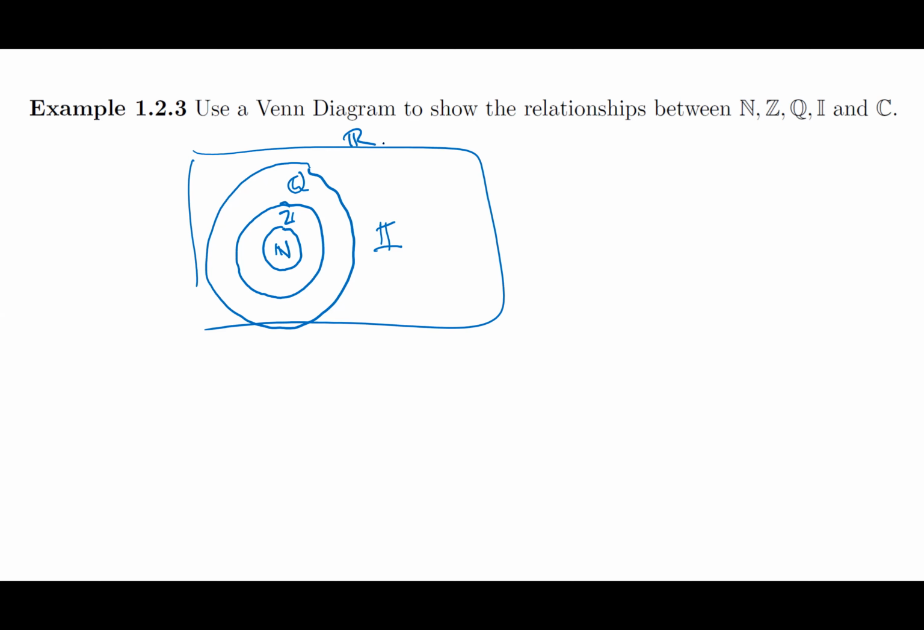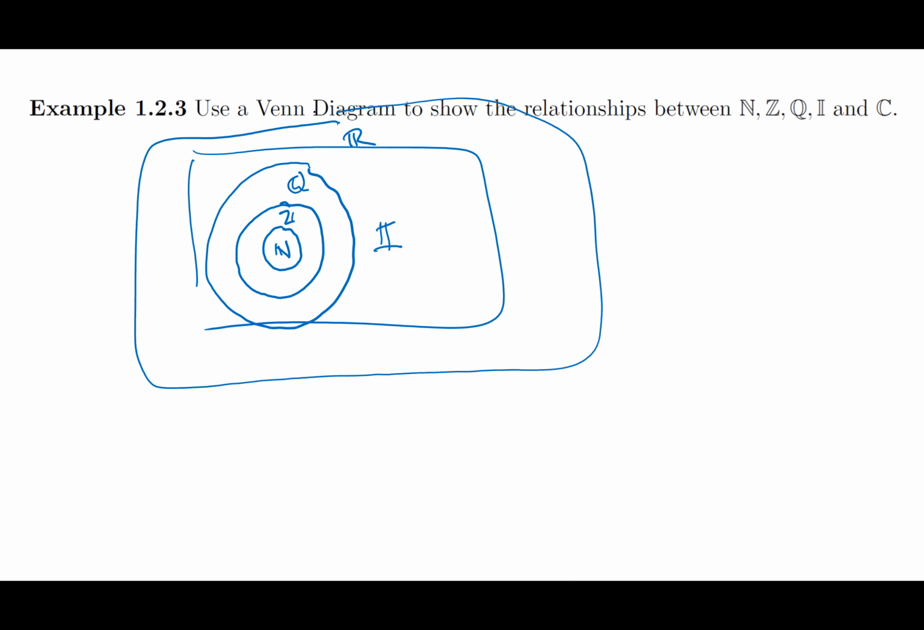But we could go further, right? We could also say that inside the complex numbers are the real numbers, right? So really, there's this whole other set that contains the reals, okay? And of course, anything outside of the reals, but inside the complex would be strictly imaginary, okay?